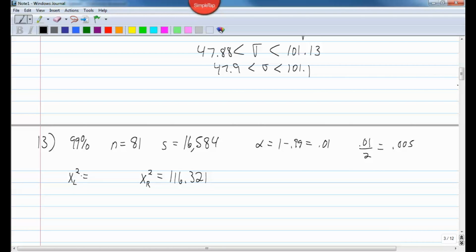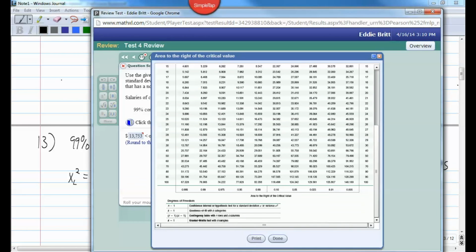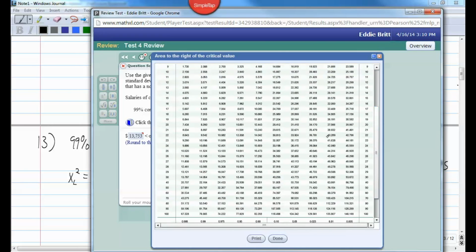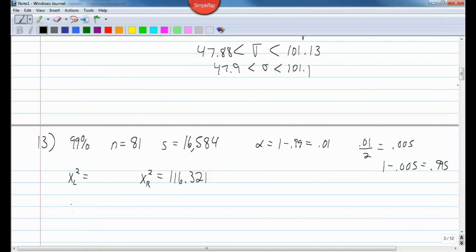Our left critical value is going to have an area to the right of 1 minus 0.005, or 0.995. Let's go back to our table, and we need to make sure we are in the 0.995 column. That's this first column here. Go down to degrees of freedom 80, and that is a critical value of 51.172.